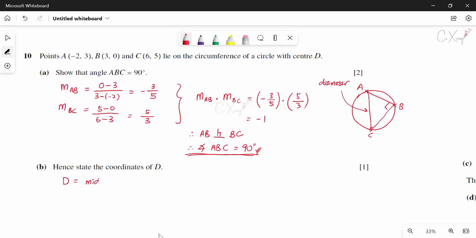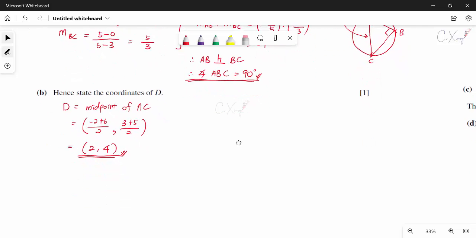So D is equal to the midpoint of AC, which is negative 2 plus 6 divided by 2, then 3 plus 5 divided by 2. So what is the coordinate for D? From here, the coordinates of D will be 2 and 4. So this is how we get the coordinates of D.